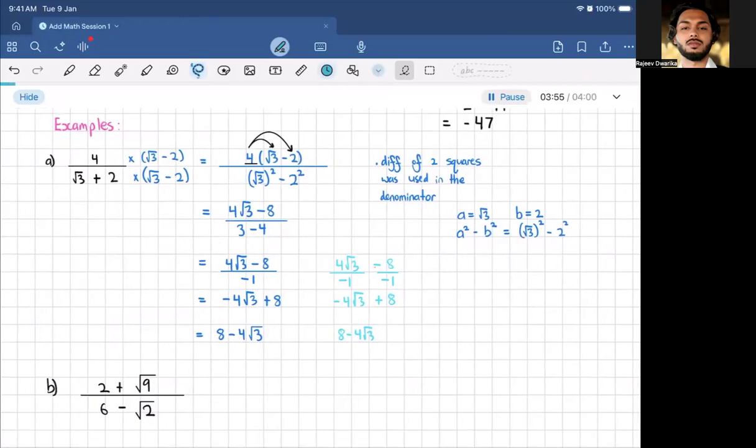Next class, we're going to start indices. So we're pretty much finished with surds.